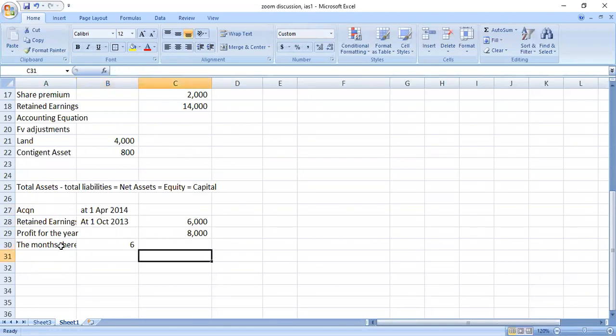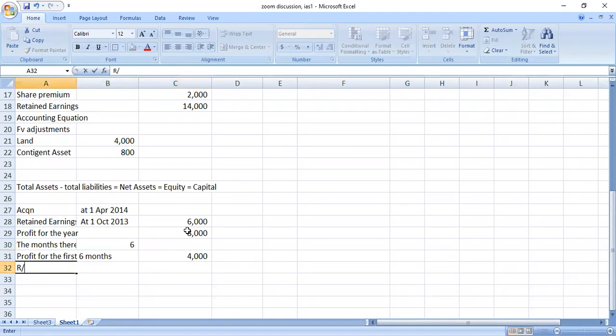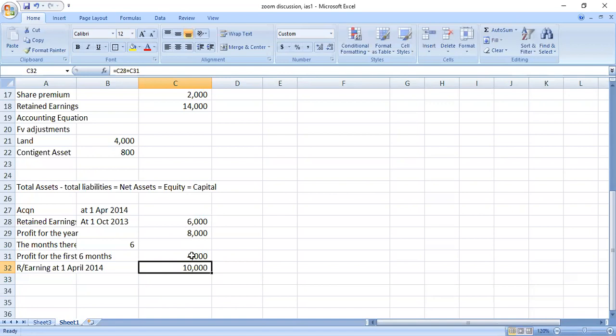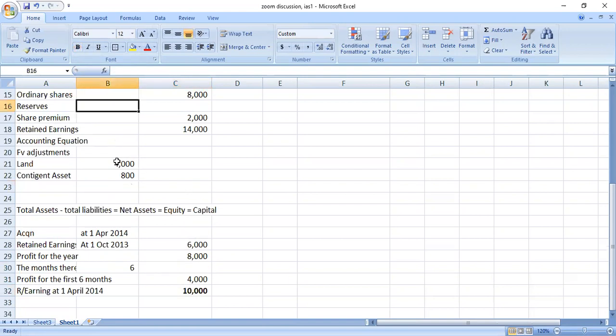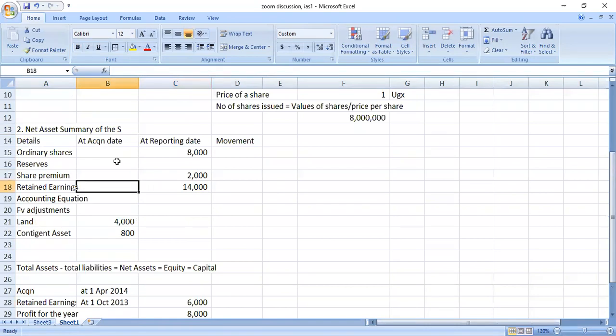So if there are six, it means that the profit for the first 6 months can only be 6 divided by 12 times the profits we made during the year, which are 8,000, giving us 4,000. So the retained earnings at 1st April 2014 can only be what we had at the beginning of the year, plus what you have acquired in the first 6 months, which is 4. So we have 10. Yeah. So those are the retained earnings we acquired that were there at acquisition date. And it's what you reflect in your table. So you come here and say, at acquisition date, I had retained earnings as 10,000.